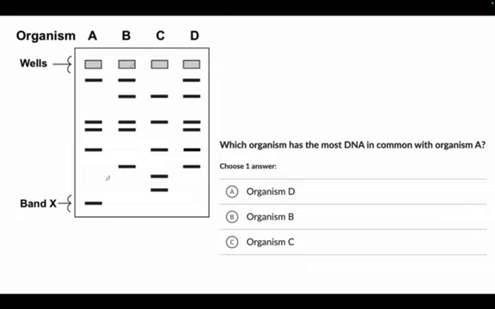So if we look at how many bands are there in common, for B there are 3 bands which are common with A. For C there is 1 band. And for D there is 1, 2, 3, 4 bands which are common. So the organism which has the most DNA in common with A will be organism D.